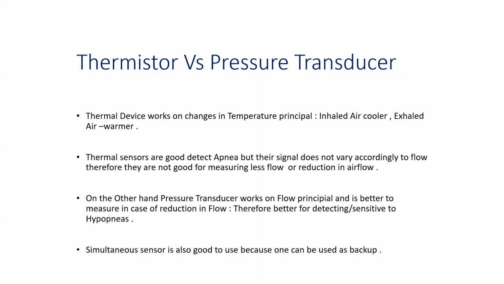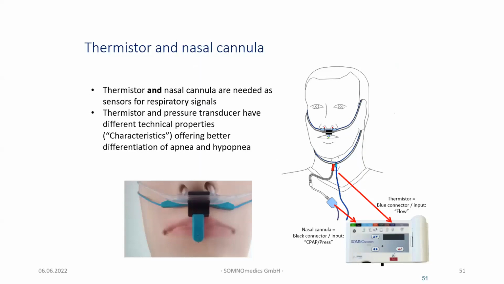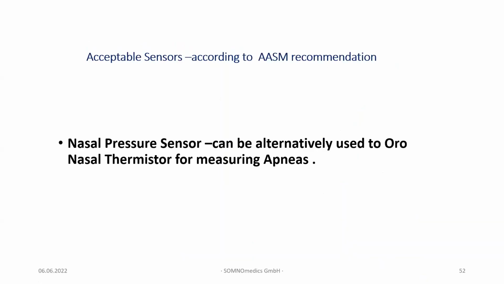The pressure transducer is more sensitive to hypopnea. And AASM recommends having a backup, which is why we need both sensors, the thermistor as well as the pressure transducer. It is also shown here that we need both, and they have different requirements. In case one sensor, for example the nasal thermistor, is not working, AASM recommends that the pressure sensor can be used as an alternative for apneas also. Alternatively, if the pressure sensor is not working, the thermistor can be used for hypopneas. So again, it is a backup.